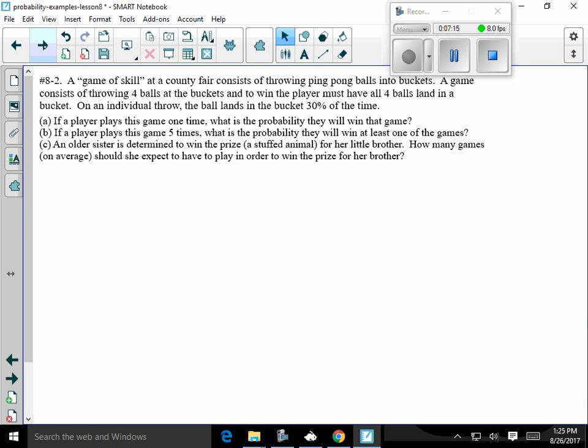And then if the player plays the game 5 times, what's the probability they'll win at least one of the games? And then an older sister is determined to win the prize, which is a stuffed animal for her little brother. How many games on average should she expect to have to play in order to win the prize? Okay, so pause the video, give this a try.